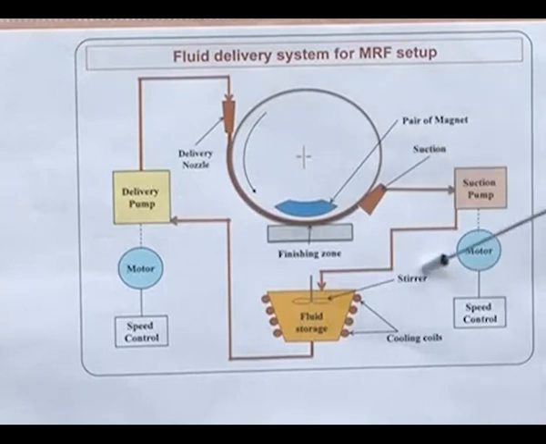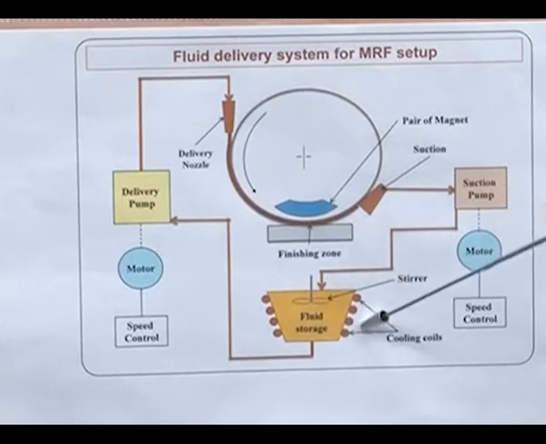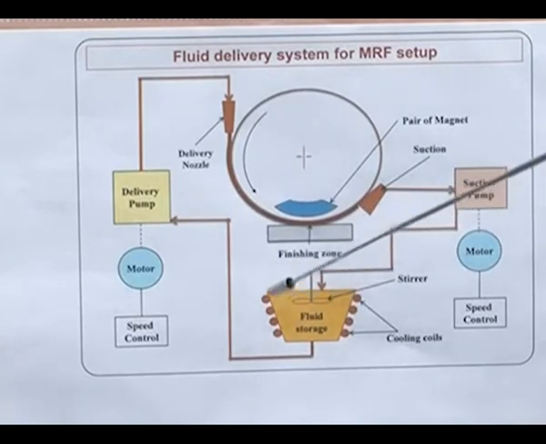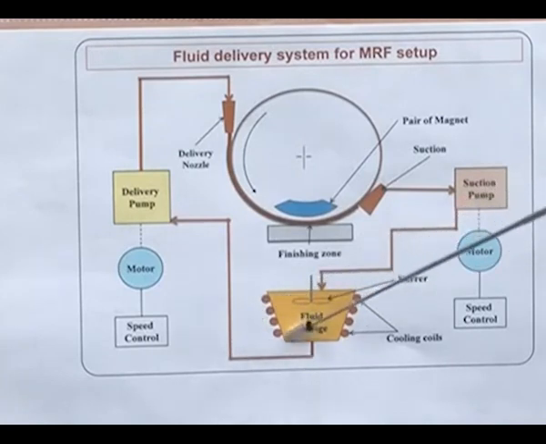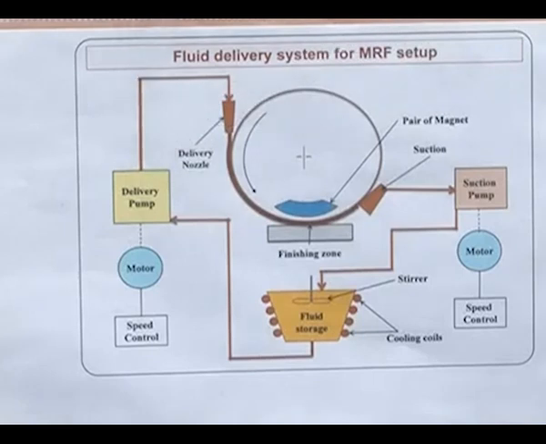From there, the fluid is collected to the mixing chamber. It is also called the collector, where in the mixing chamber the MR fluid is mixed continuously by the stirrer so that particles get mixed homogeneously. A temperature control is also provided to maintain a constant temperature. An additional provision of water supply is also added so that the loss of water due to evaporation can be compensated. From the storage, fluid is again circulated by the delivery pump and supplied to the carrier wheel by this delivery nozzle.